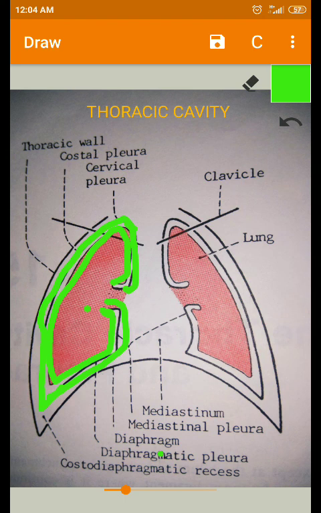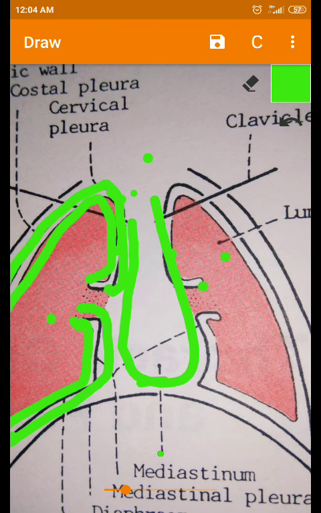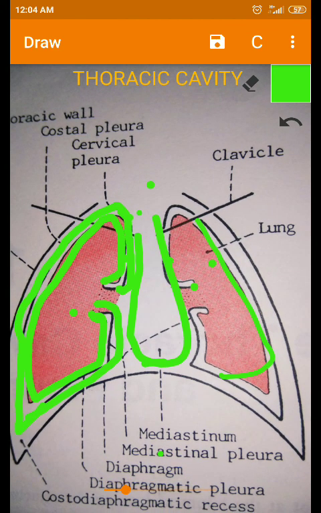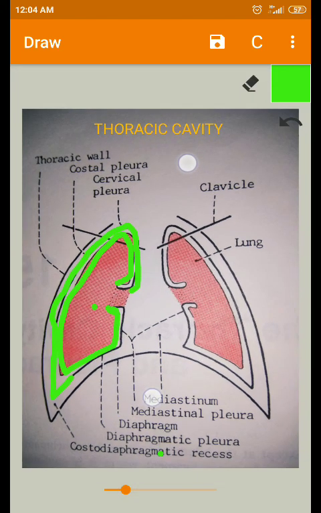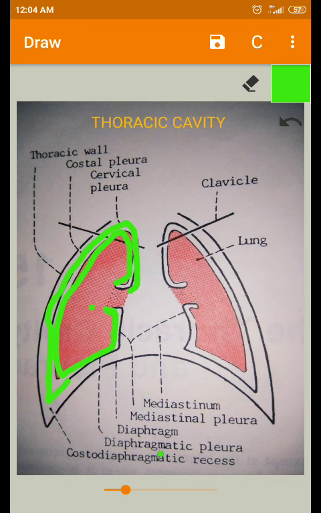There are two pleural sacs. That means the same type is also present on the other side. There are two pleural sacs on either side of the mediastinum. Each pleural sac is invaginated from its medial side by the lung. So here if you can see, it is invaginated.